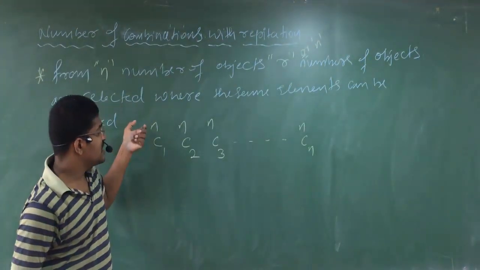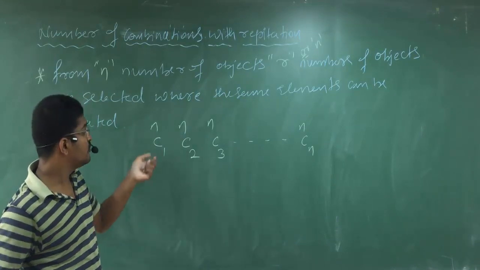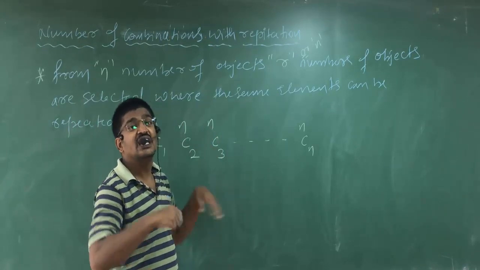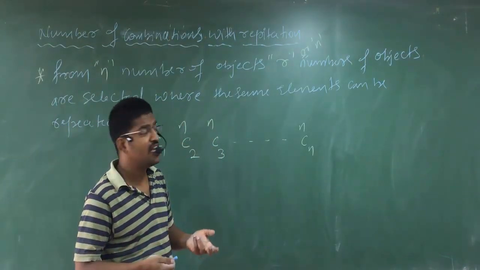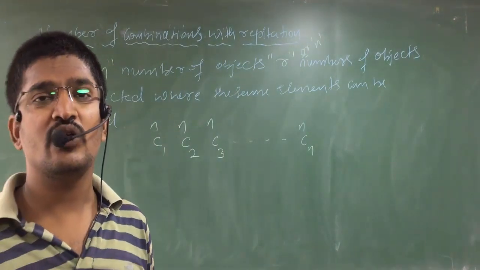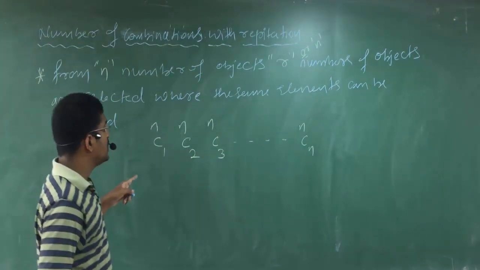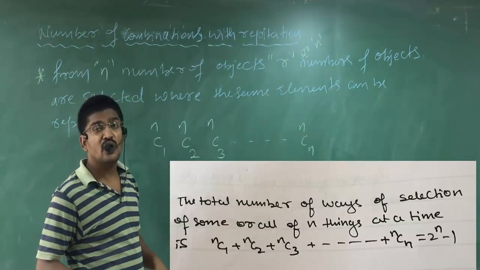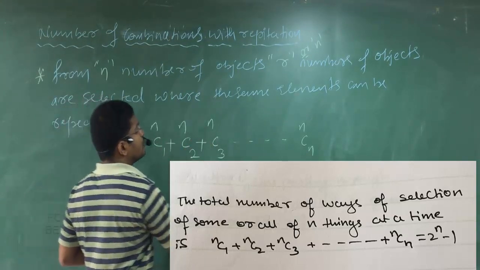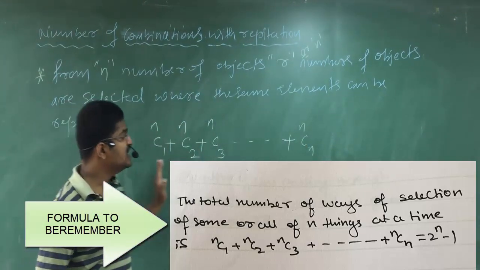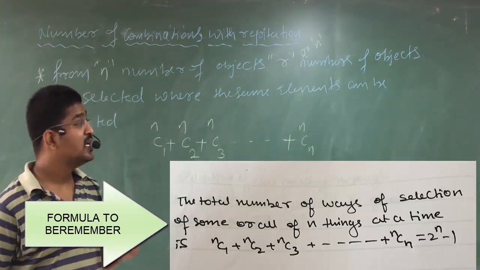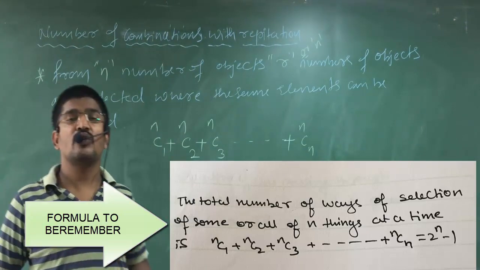That means from this n, they can select 1 and they can repeat it. From this n, they can select 2 and repeat it. From this n, they can select 3 and repeat that 3 again and again. So on, from n, they can choose all n and repeat all those n. Are you getting my point? So first one, second one, third one. Now if I want to calculate the total number of ways, it is plus, plus, plus. These many ways are there to select and to repeat the same element.